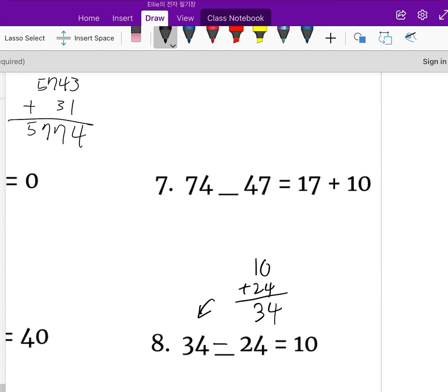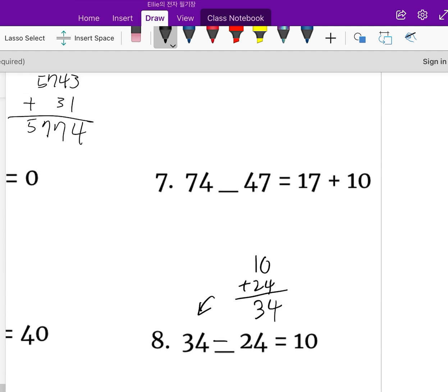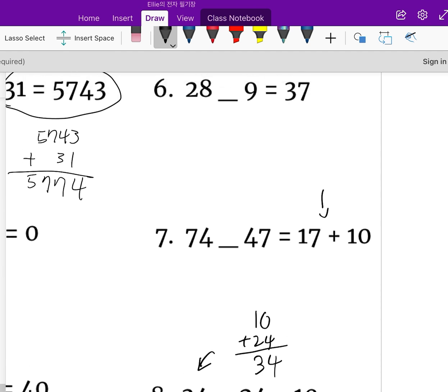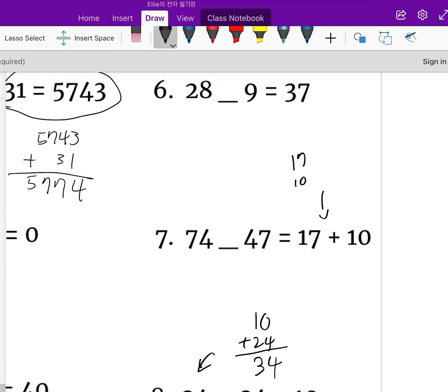And for number 7, we have 74 blank 47 equals 17 plus 10. So we'll perform this one first. So 7 plus 0 is 7, 1 plus 1 is 2. So this means that we're going to add, because 47 plus 27, 7 plus 7 is 14. We're going to carry 1. So 4 plus 2 is 6, and plus 1 is 7.